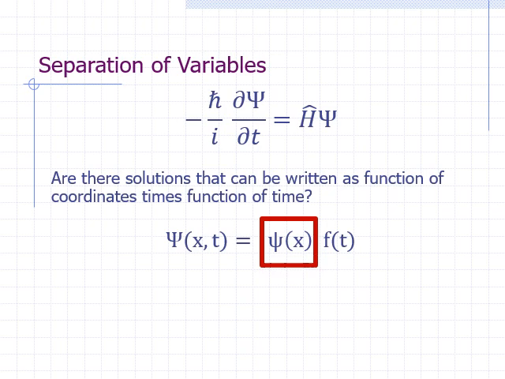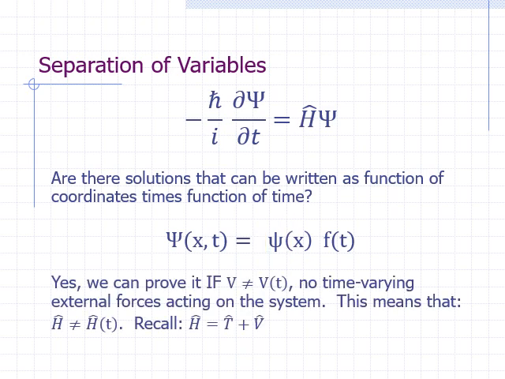Please be aware of the distinction between lowercase psi and uppercase psi. Uppercase psi represents the state function that depends on coordinates and time, while lowercase psi represents just the part that depends on coordinates. So, are there solutions that can be written this way? The answer is yes, if the potential energy of the system does not depend on time. This would be the case if there are no time-varying external forces acting on the system.